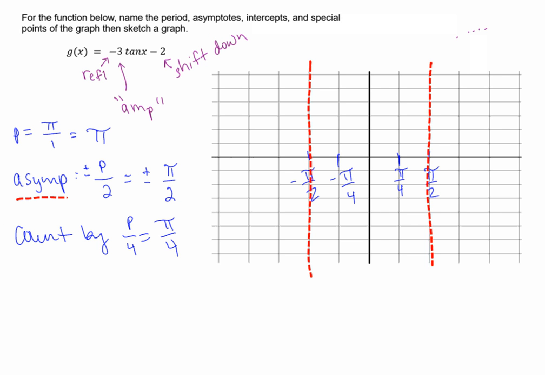Let's see, intercepts. The intercept happens halfway in between, always. So your intercept's going to be at 0, 0 for now. It might move. Then your special points. Okay, special points happen at the in-between spots and the amplitude. So over here at this special spot for tangent, I didn't even label that axis. Shame on me. 1, 2, 3. Okay.